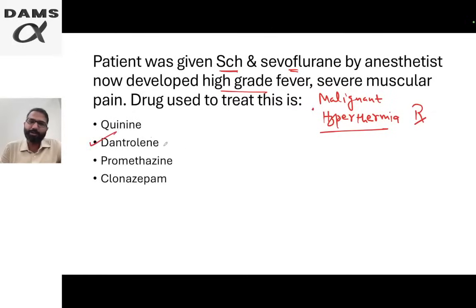It is dantrolene sodium. Dantrolene sodium is the correct answer. That is the drug we use to treat malignant hyperthermia as well as neuroleptic malignant syndrome. Okay, so the correct answer every bacha knows. This is the correct answer. So dantrolene sodium, patient on succinylcholine, sevoflurane.